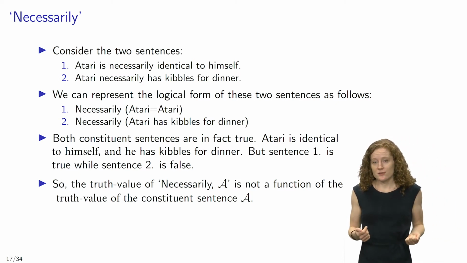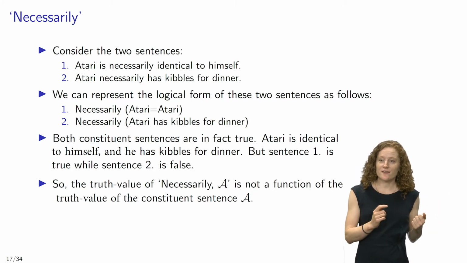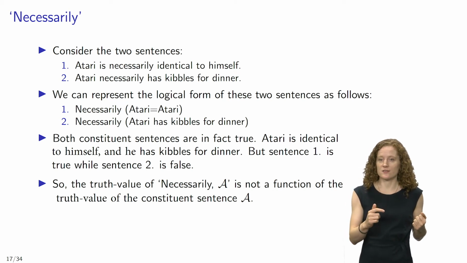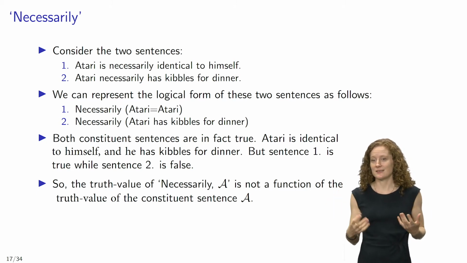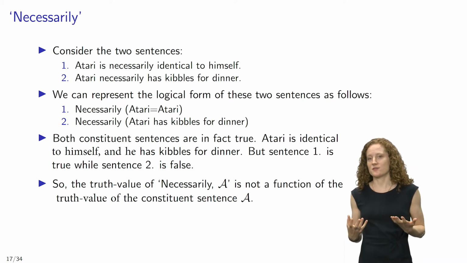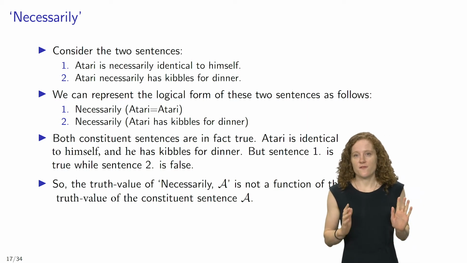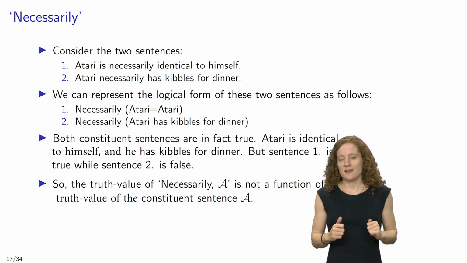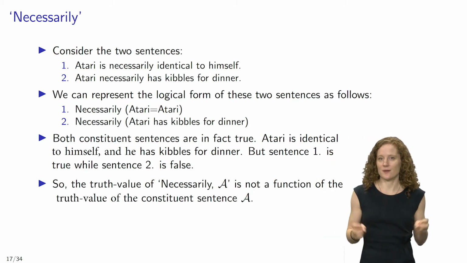So this shows that the truth value of necessarily A is not a function of the truth value of the constituent sentence A. Given that we have here seen two sentences with the same truth value, but when we embed them in the context created by necessarily, the result is a sentence with different truth values. So this was the first strategy for showing that a sentence is not truth functional, illustrated by means of the example necessarily.